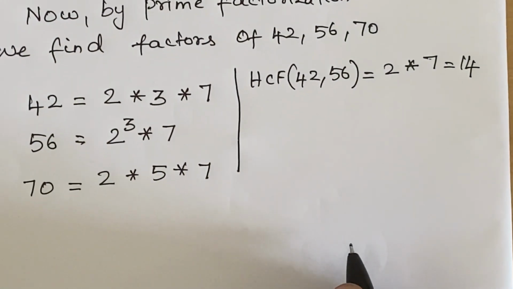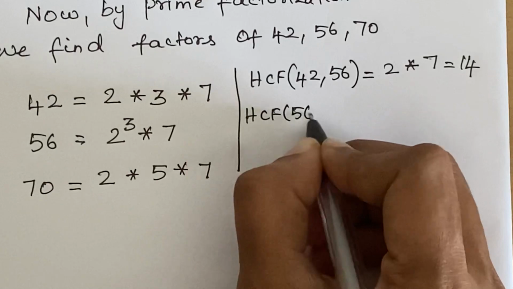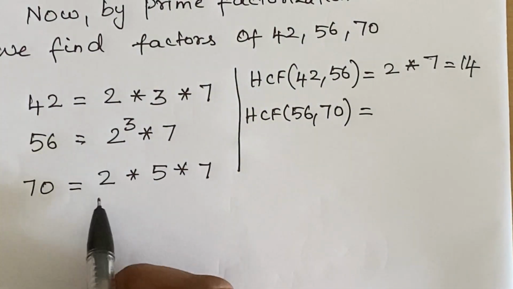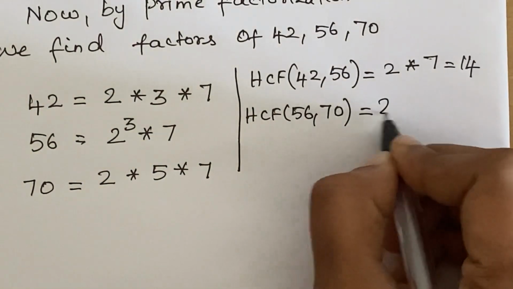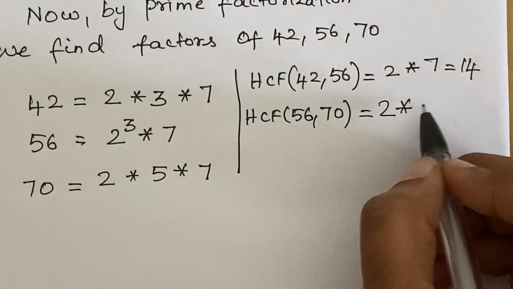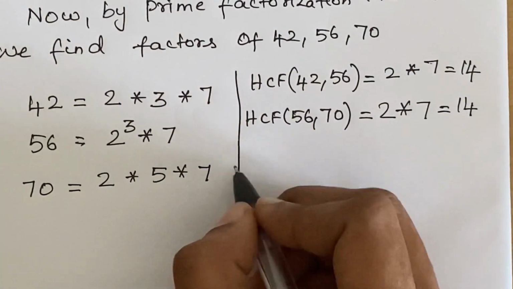Next, we find the HCF between 56 and 70. Similarly, we take the common terms. So we have 2 here, 7 is common between them, and we won't have 5. So 2 times 7 is 14.